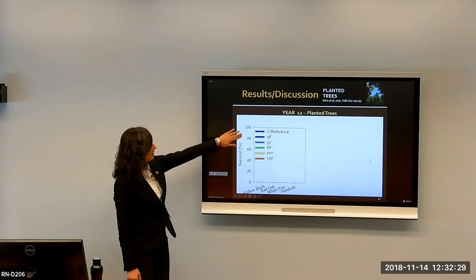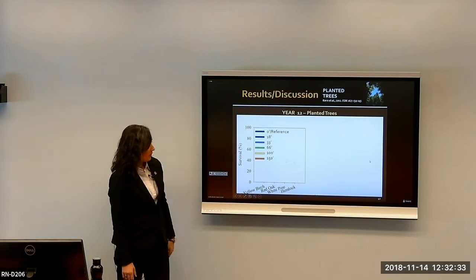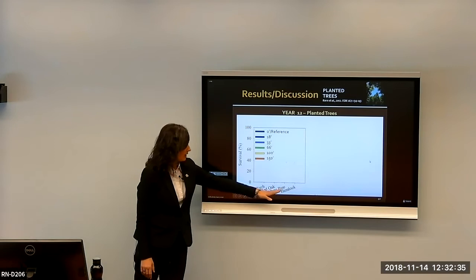This is survival on the Y. I have gap size in the rainbow of codes, and so yellow birch, red oak, white pine, and hemlock.